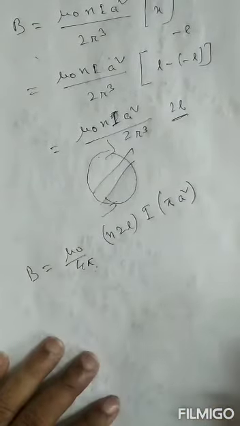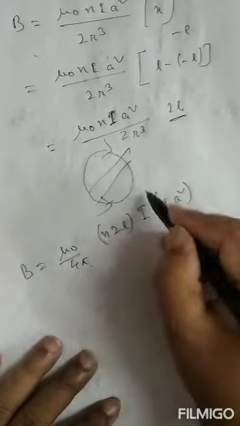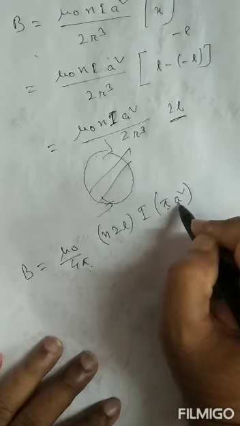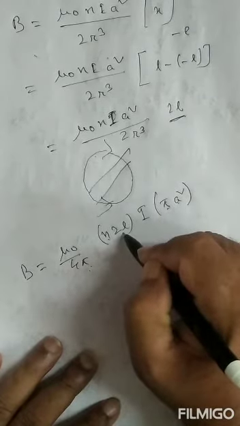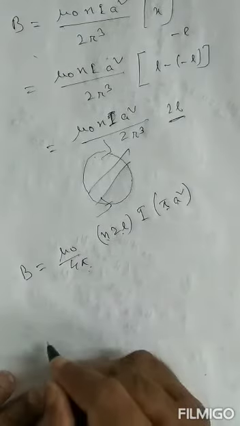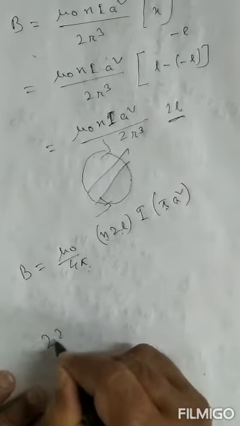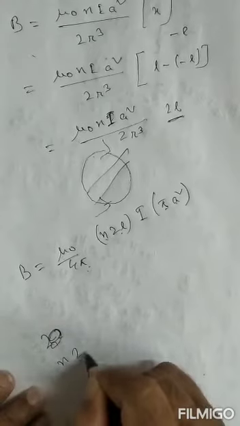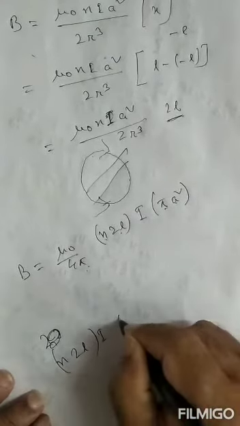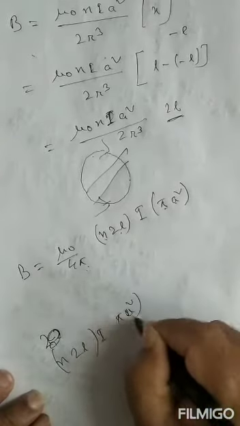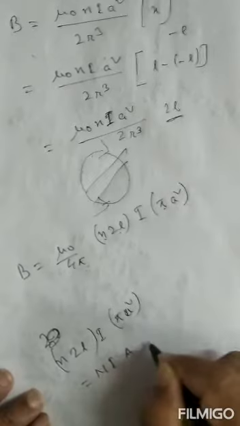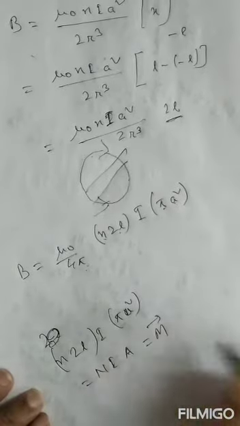This pi gets cancelled. Now what is pi A square? It is the cross-sectional area of the solenoid. What is n into twice L? n into twice L gives you the total number of turns. That means N into twice L, I, into pi A square gives us N I A. This is the magnetic dipole moment.